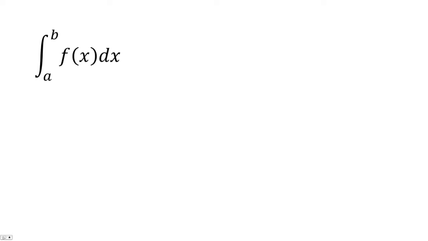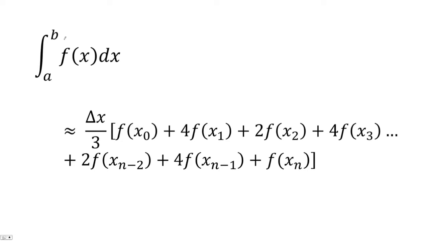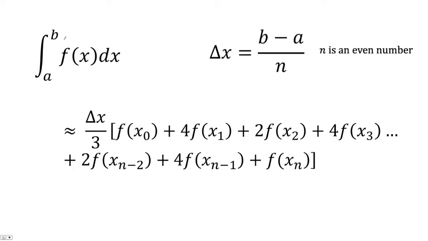So Simpson's rule uses an integral from a to b of a given function and is defined as delta x over 3, where delta x is b minus a, so the upper bound of the integral minus the lower bound, over n, and n is the number of intervals within that given integral. Additionally, within this formula, n has to be an even number.